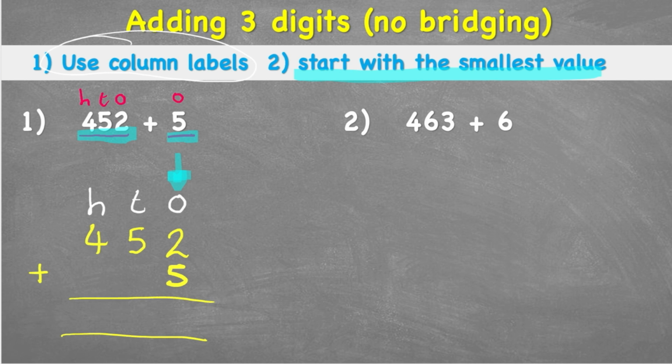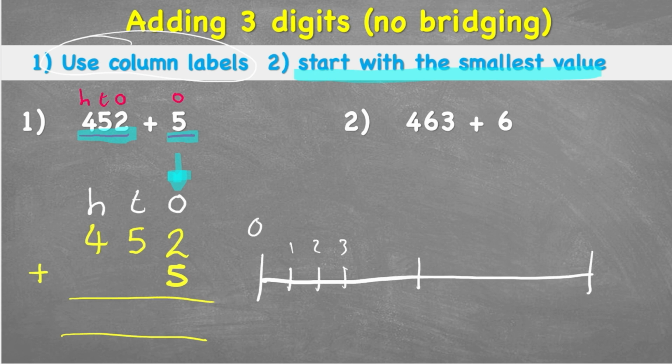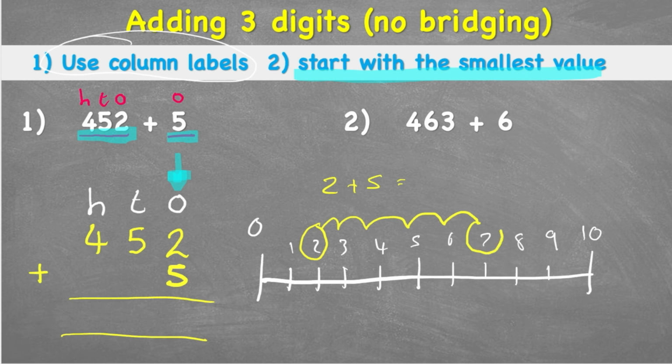So all I'm going to do is I'm going to add 2 to 5. Now if I don't know how to do that, I can use my number line. So I'm going to set up a number line just here, and I'm going to put 0 on this side, 1, 2, 3, 4, 5, 6, 7, 8, 9 and 10. Now when using my number line, I'm going to start with the top number, and my question was 2 add 5. So I'm going to start on 2 and I'm going to make 5 jumps. 1, 2, 3, 4, 5, leaving me on 7. So 2 plus 5 equals 7.